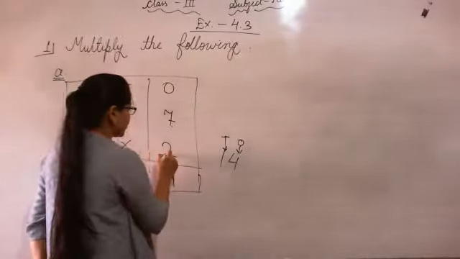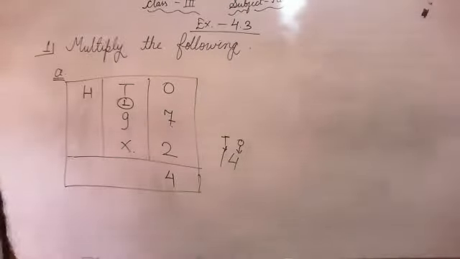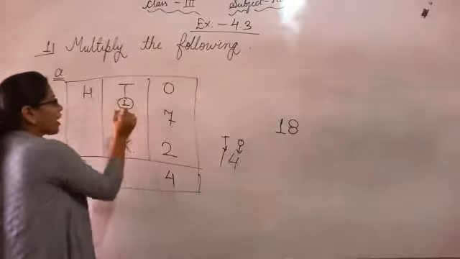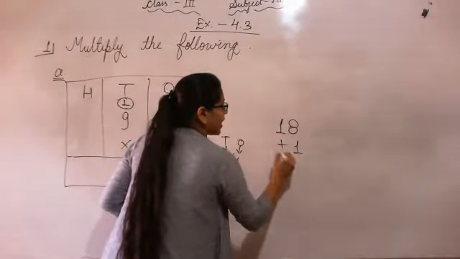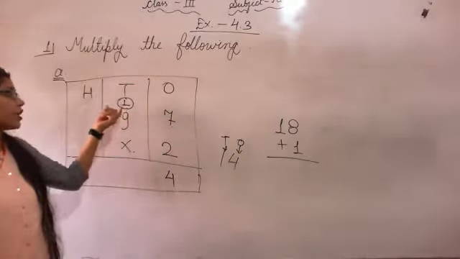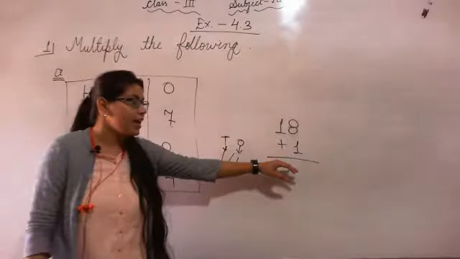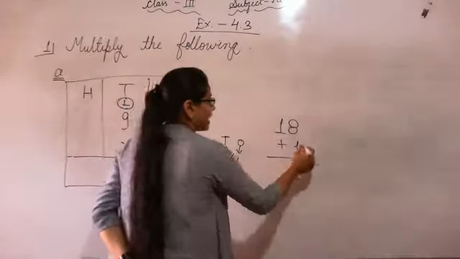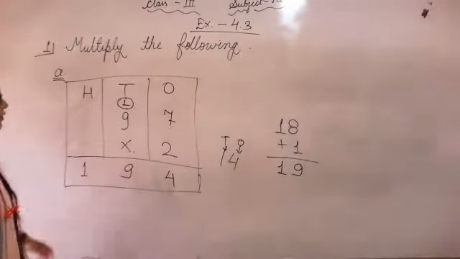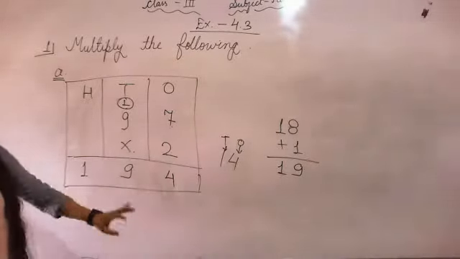Now tens. 2 into 9, 2 nines are 18, and this 1 of carry. So we'll add the carry to whatever we get after multiplying. Whether the carry is 1, 2, 3, 4, 5, whatever it is, we will add it to the result. So 18 plus 1 is 19. So we will write 19. So 97 into 2 is equal to 194.